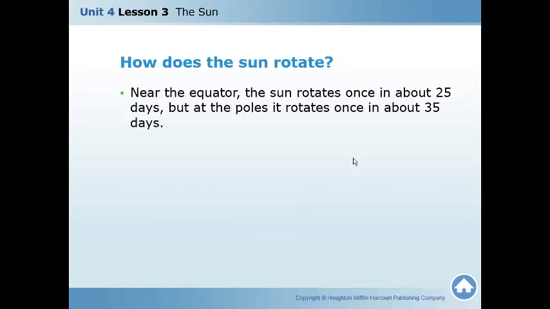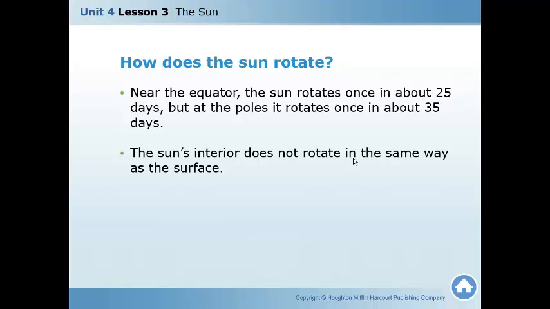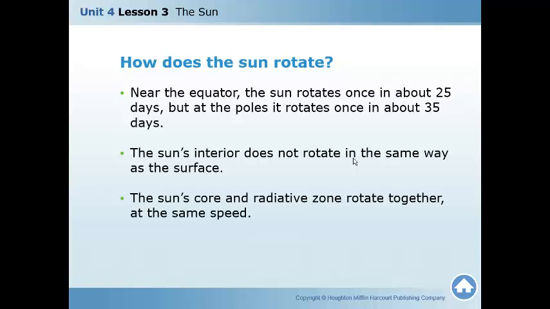Near the equator, the sun rotates once every 25 days or so. But at the poles, it's going to rotate once every 35 days or so. The sun's interior does not rotate that way. Actually, the sun's core and the radiative zones move together at the same speed.